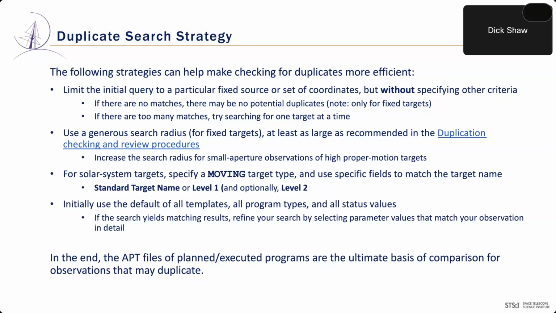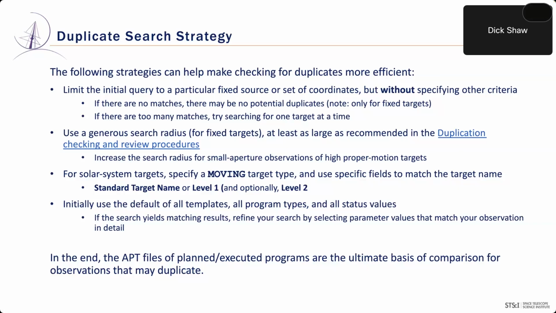Use a generous search radius for fixed targets, at least as large as recommended in the duplication checking and review procedures, which for imaging cameras is a few arc minutes, and for spectroscopic apertures is much smaller. You may want to increase that radius for small aperture observations if you have a high proper motion target. For solar system targets, you'll want to specify a moving target type and use specific search fields to match the target name. Searching by target name has its own issues, and we'll talk about that here in just a moment.